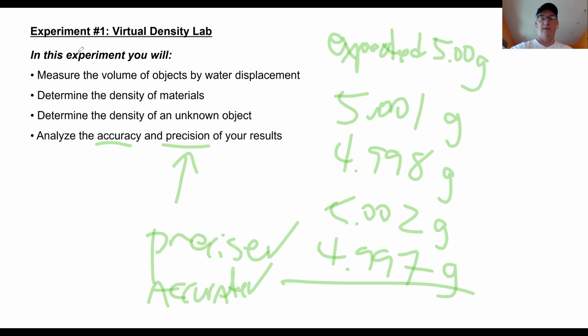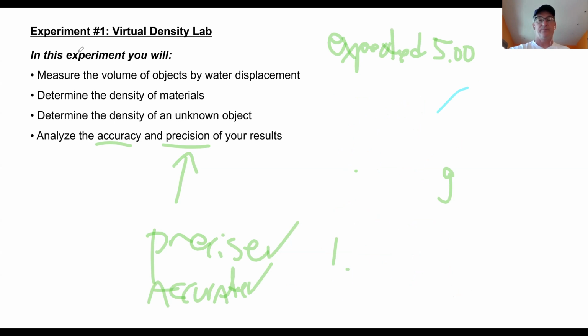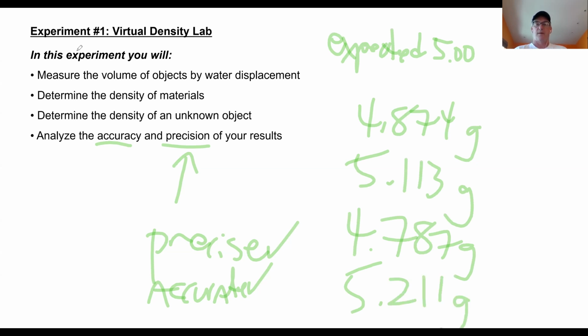If, on the other hand, I took my nickel, went to a different balance this time, and I got 4.87, 5.113, 4.787, and 5.211. What about these numbers? So you can check precise and accurate. Are they precise?